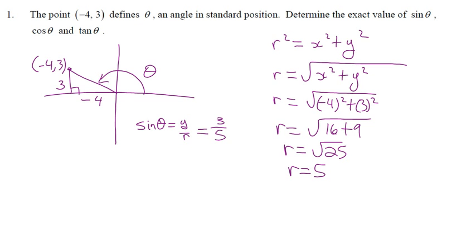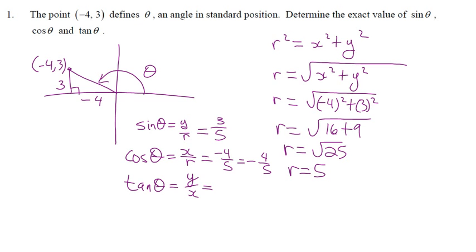3 over 5. Cos theta is x over r, which is negative 4 over 5, which we might write as negative 4/5. And tan theta is what over what? Y over x, which is 3 over negative 4, which is negative 3/4. All right, any questions?